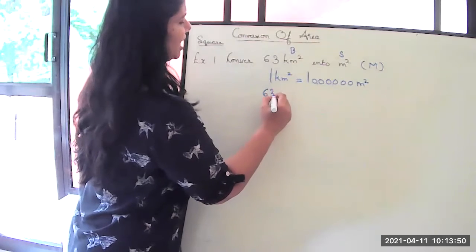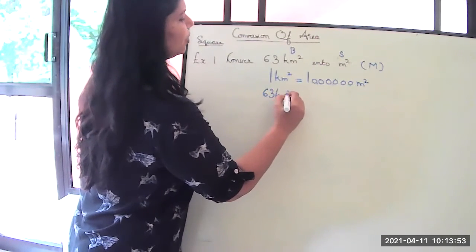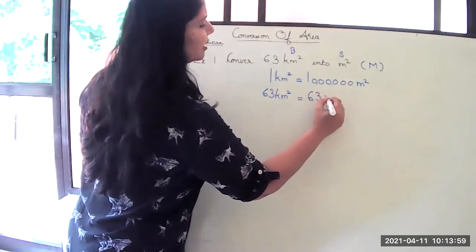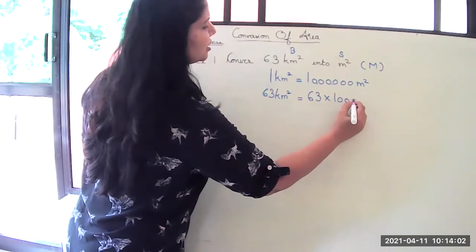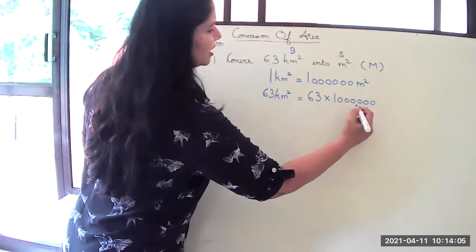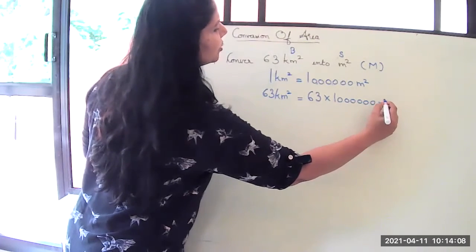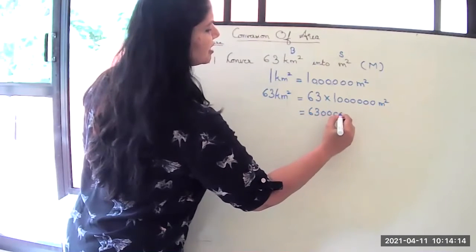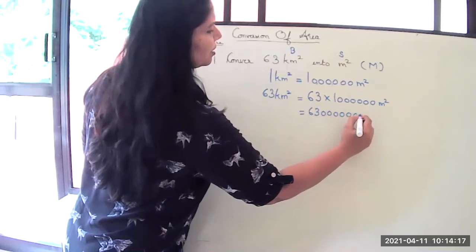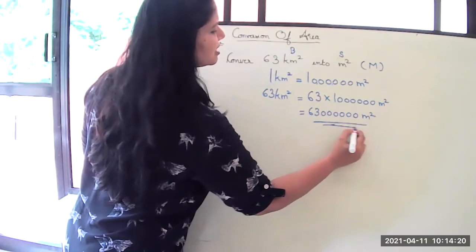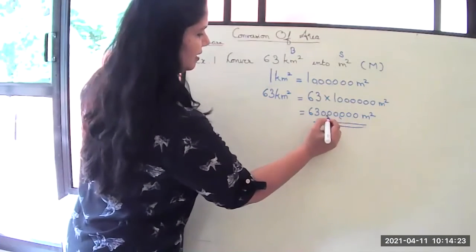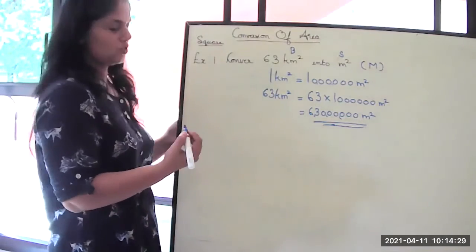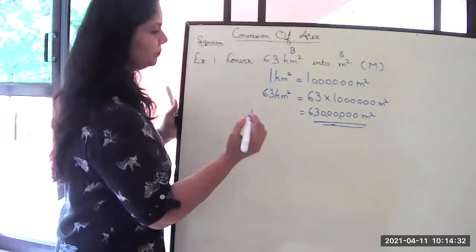So let us write our question as it is. 63 kilometers square is equal to 63, then multiplied by 1 and 6 zeros. Or you can say it as 10 lakh meter square. So 63 and 6 zeros. Meter square, that is 63, sorry, 6 crores 30 lakh meter square. Okay.